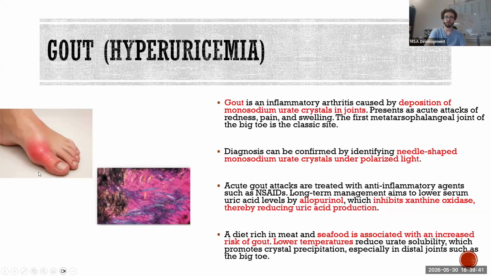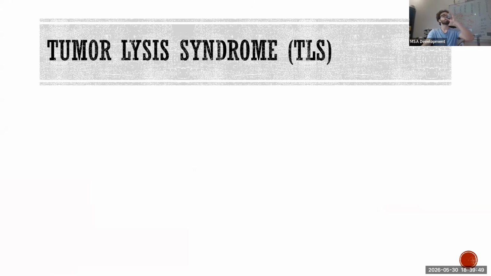This is redness, swelling, and pain of a joint, and this is the needles of monosodium urate crystals seen under polarized light. Right. Next syndrome.